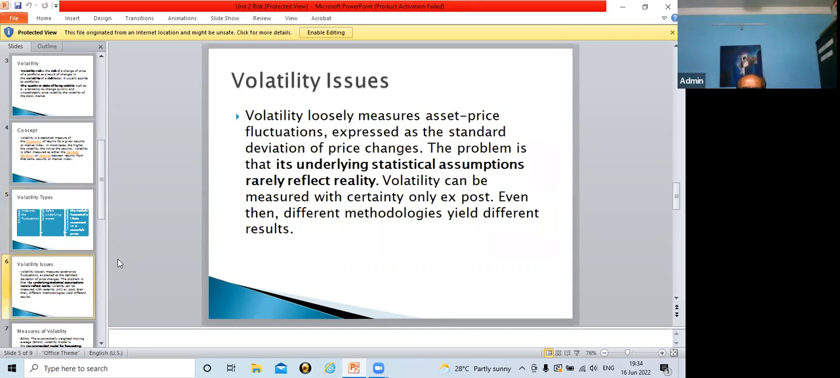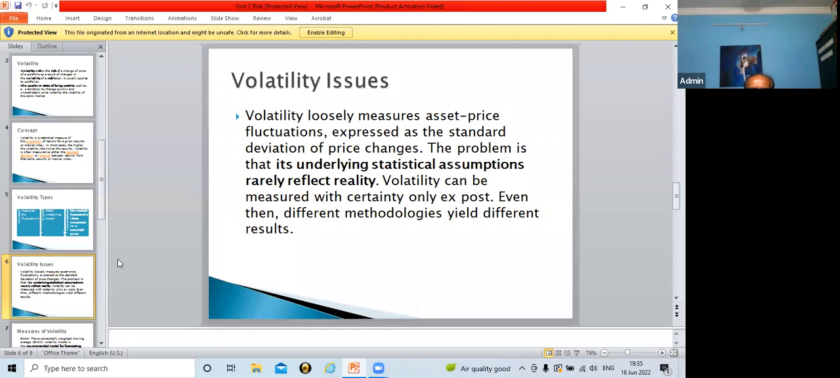Now, volatility issues. What is this? Volatility loosely measures asset price fluctuation. So it is not a very serious measurement, but it loosely measures asset price fluctuation. This is one of the issues involved with volatility. Some people or some organizations are not much serious about the measurement of volatility. They just collect information from maybe historical or implied or maybe from future realized, and they predict without applying their logic and senses.